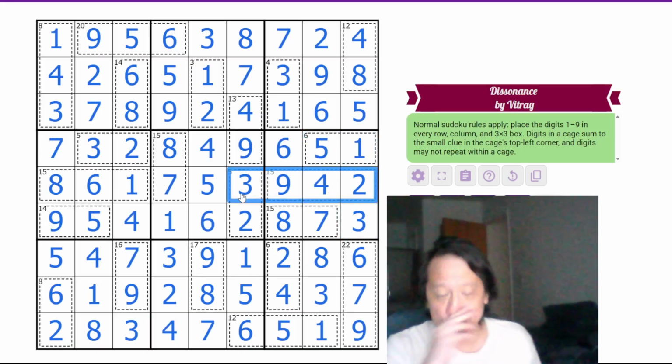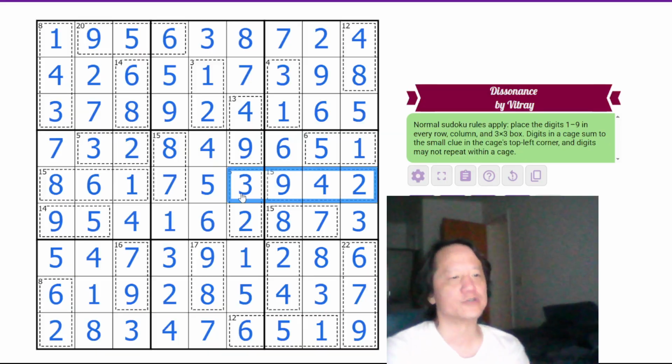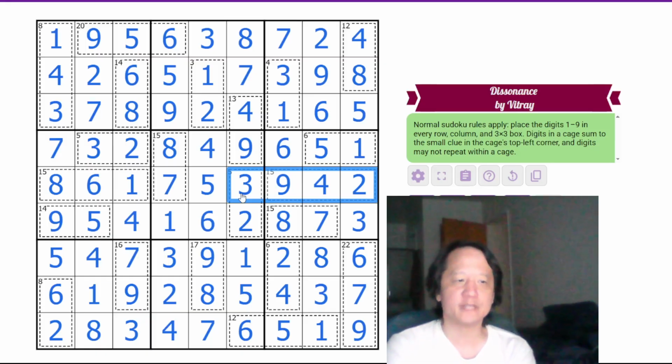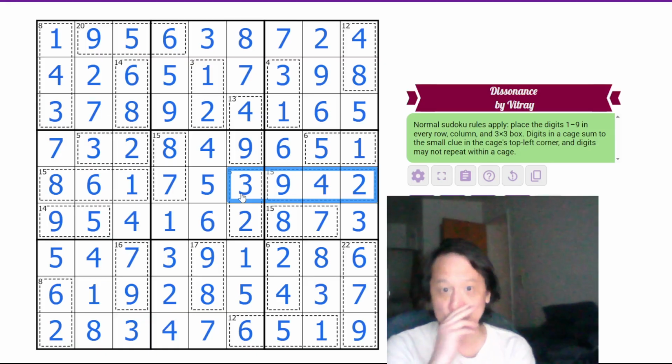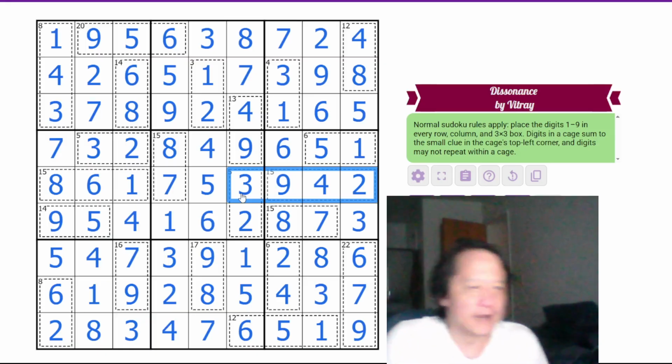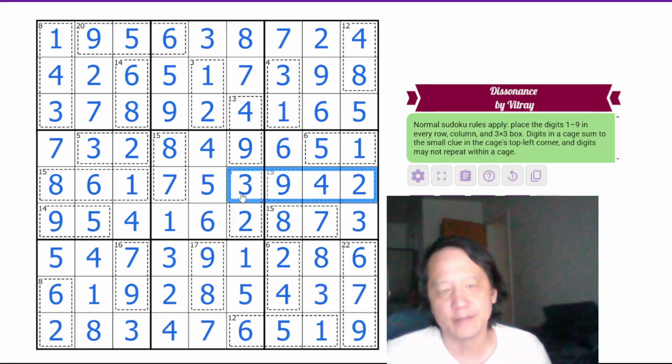If you're at all familiar with Killer Cage Sudoku, this should be very straightforward in its solve. Even if you haven't experienced Killer Cage Sudoku, this is just a lot of basic math and just figuring out what the possibilities are and where they can't be.